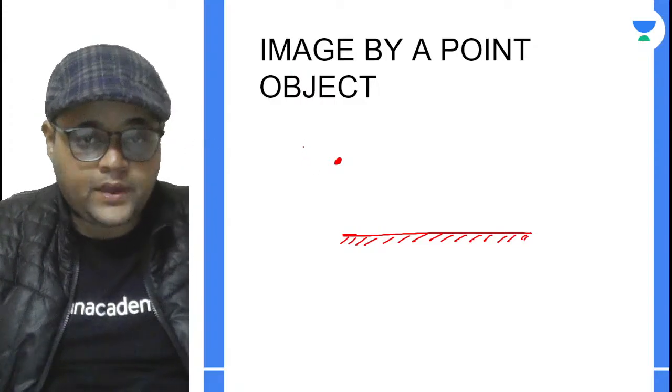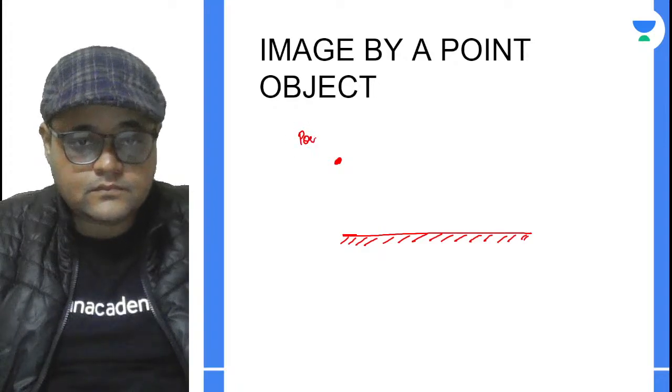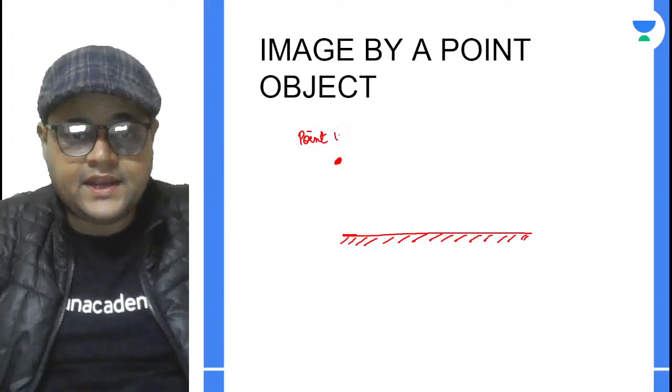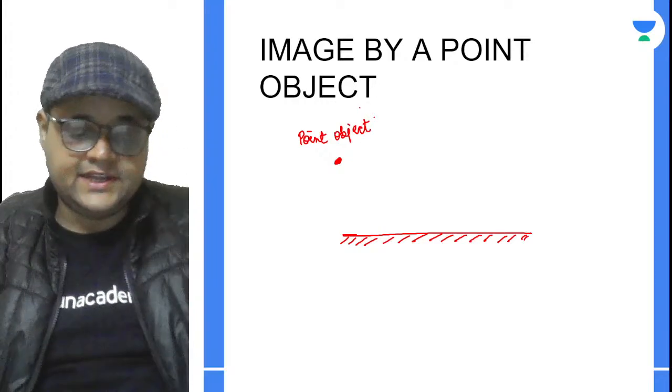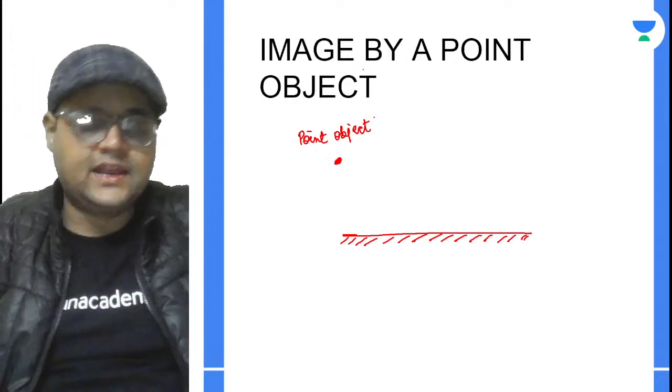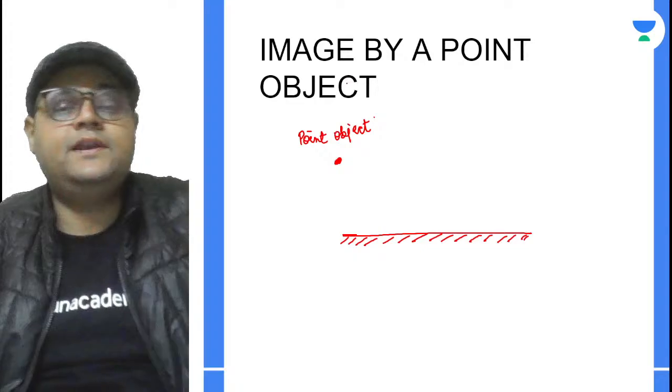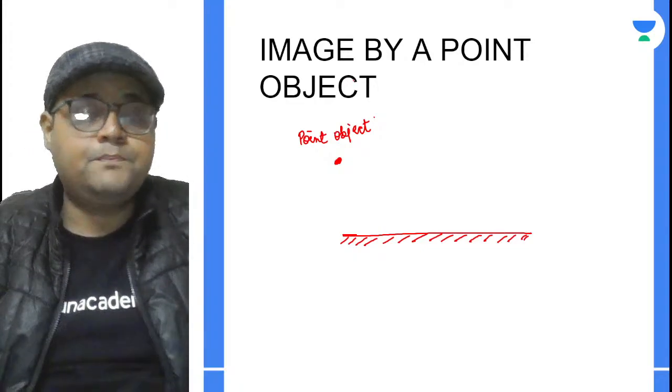I need two rays from this particular point object. Fine, this is your point object. See, when you have to make the ray diagrams, you have to understand how to take the rays. That is why I am discussing this in this class. Only then you will be able to form images due to plane mirror.